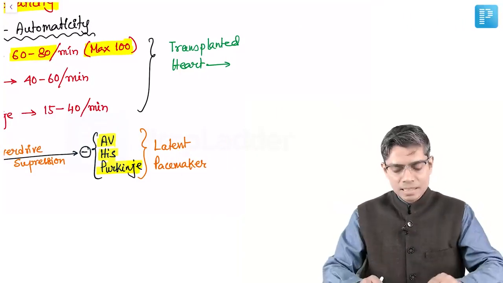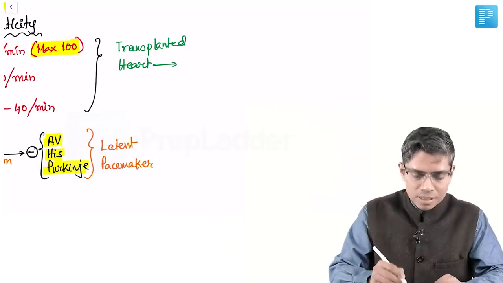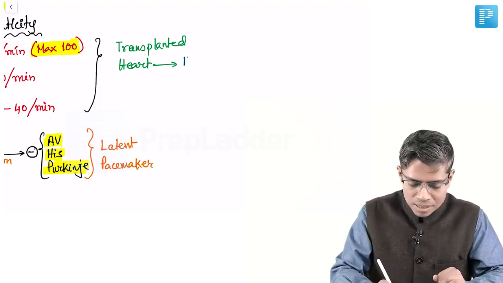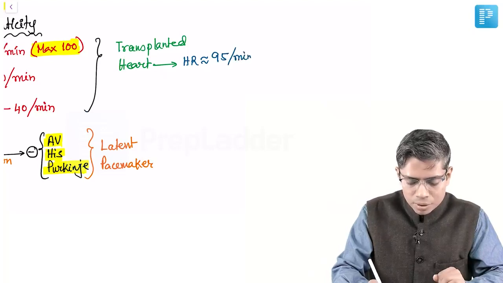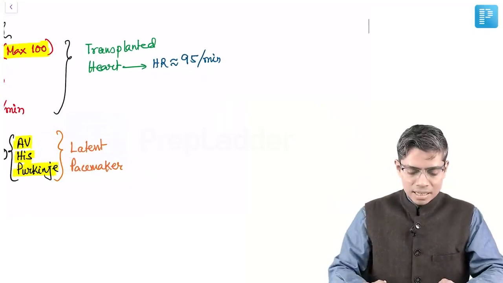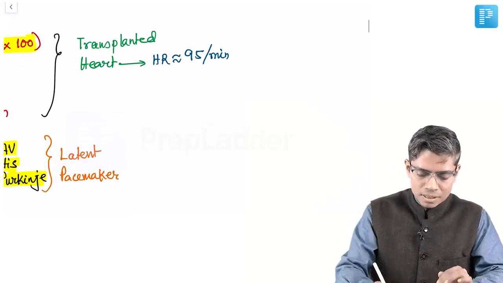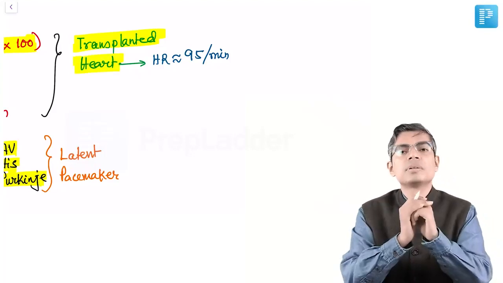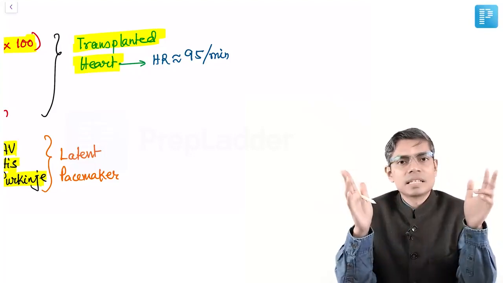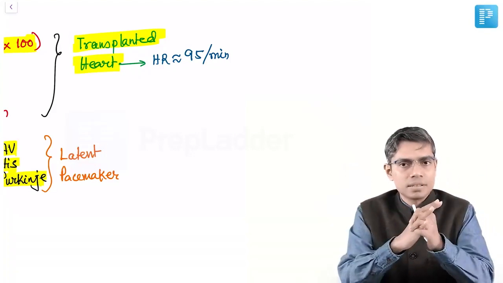So whenever you disconnect the sympathetic and parasympathetic system during this transplantation, the resting heart rate will be near equal to maximum, and that is 95 beats per minute. So this information you have to remember that in case of a transplanted person, the resting heart rate is equal to 95 per minute because we have disconnected the sympathetic and parasympathetic system.